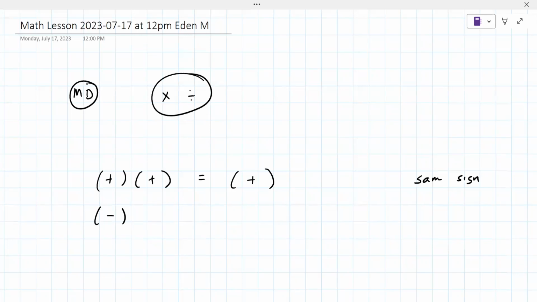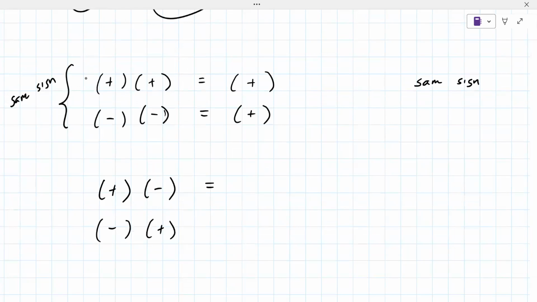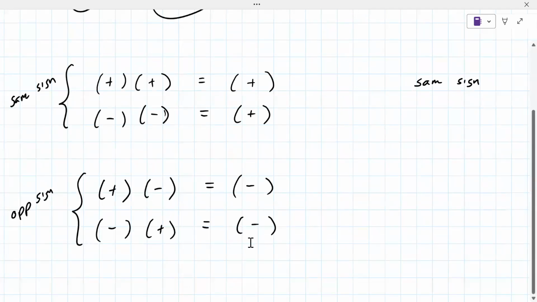If they're both negative, which is also same sign, the answer is positive. So these are both same sign. And then a positive and a negative, these are now opposite sign, a negative times a positive. These are opposite in sign. When they're opposite in sign, you get a negative. And this applies to both multiplication and division.